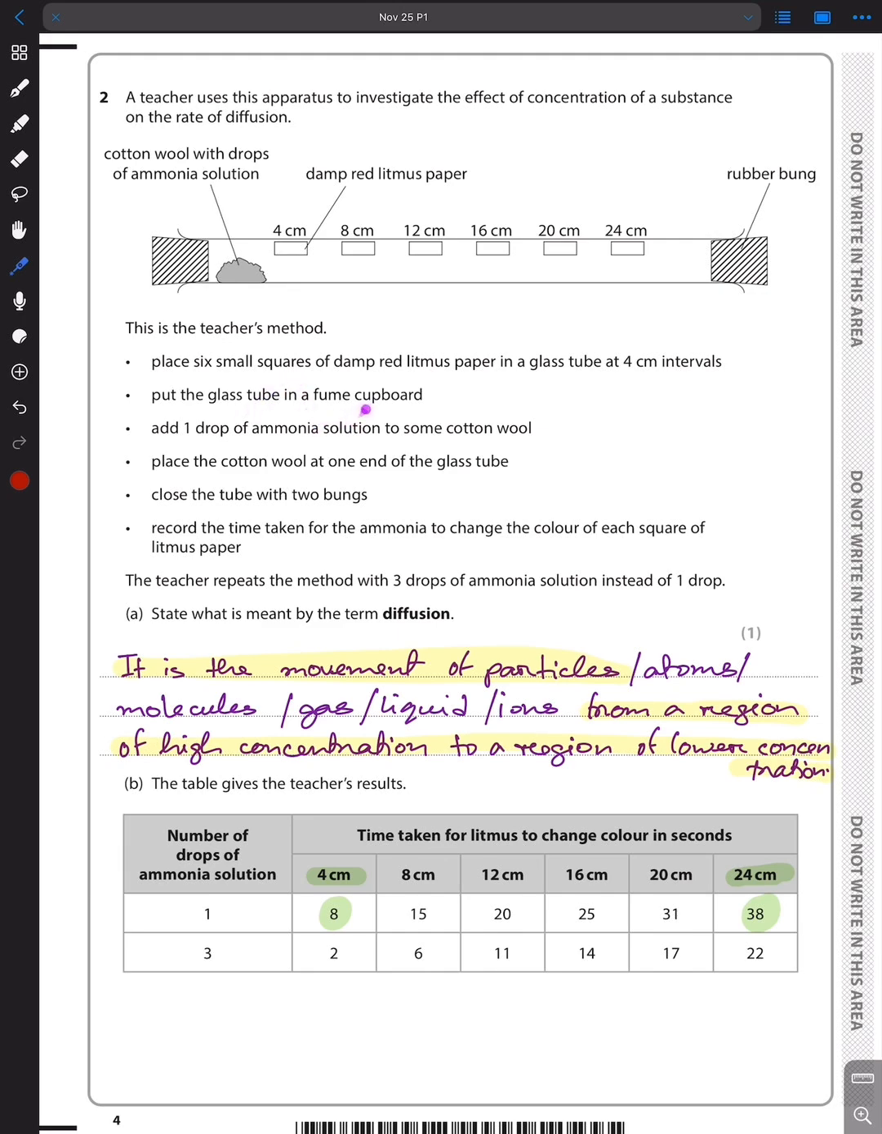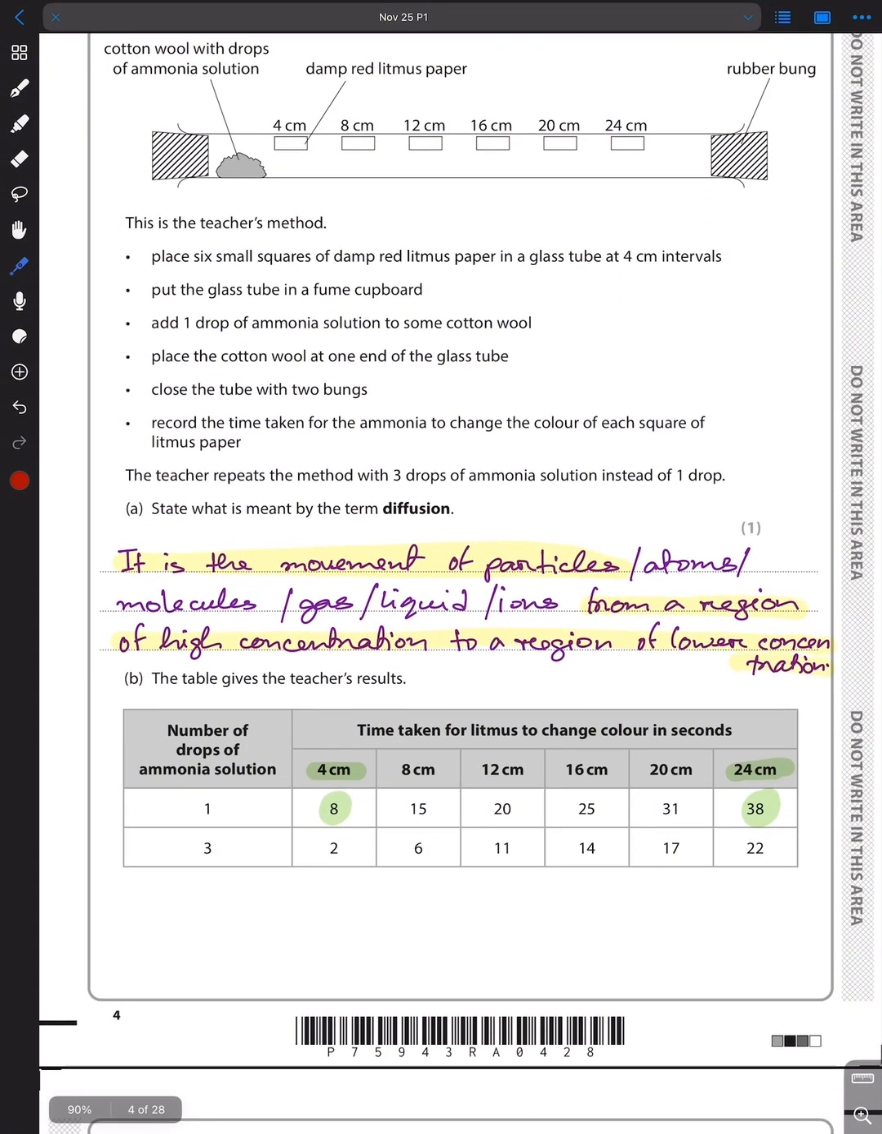1 drop of ammonia is added to a cotton wool and is placed at the end of the test tube. Here 2A, state what is meant by the term diffusion. We have to learn this definition by heart. It is the movement of particles or atoms or molecules from a region of high concentration to a region of lower concentration.